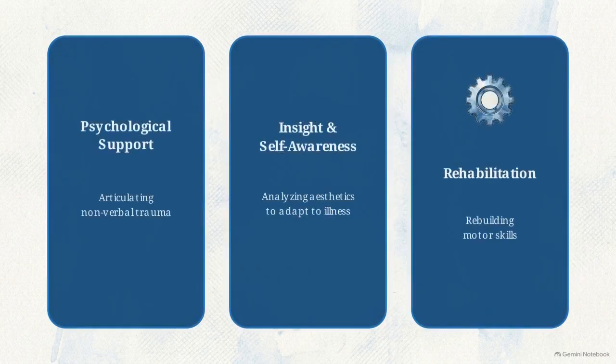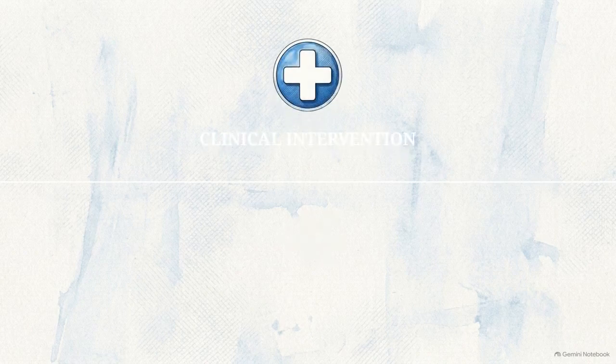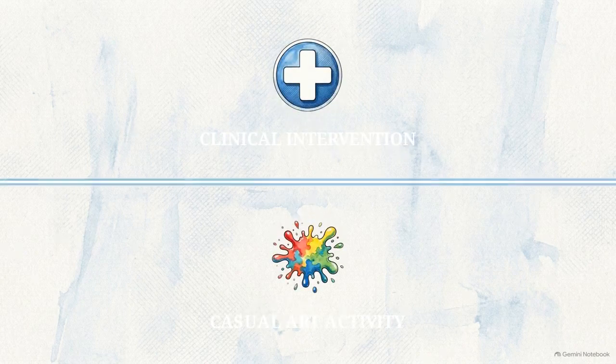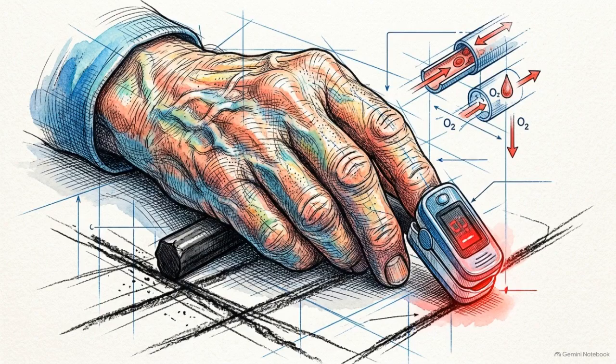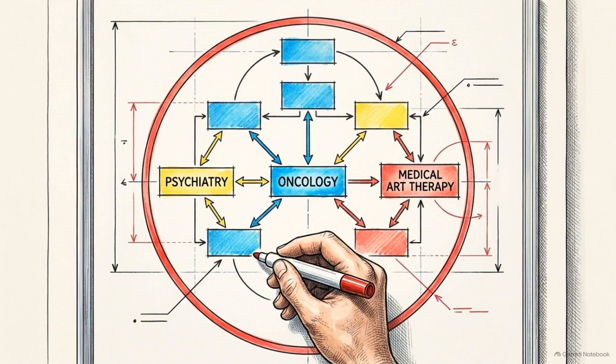Formal medical education defines medical art therapy as a rigorously structured intervention. Executing it safely requires strict adherence to precise operational and psychological protocols. To understand its utility, we first have to map the exact boundaries separating a clinical intervention from a casual art activity. We then need to detail the specific therapeutic modalities, examining how visual expression targets distinct psychological and physical deficits. Finally, we must examine its systemic integration, which includes uncompromising safety standards and multidisciplinary referral networks.